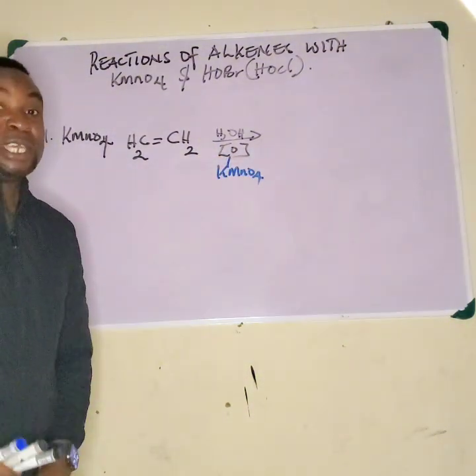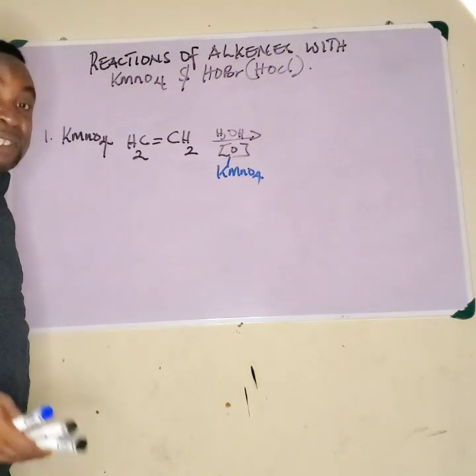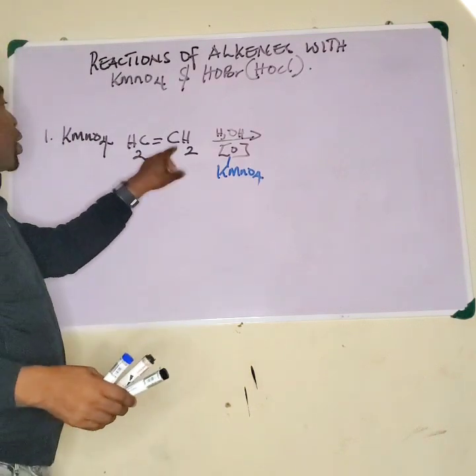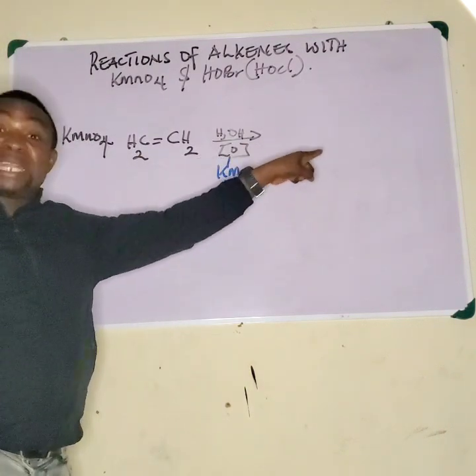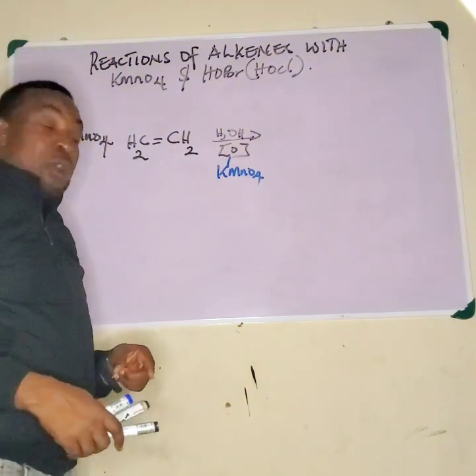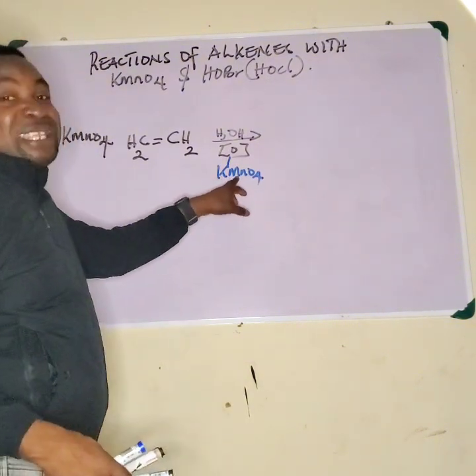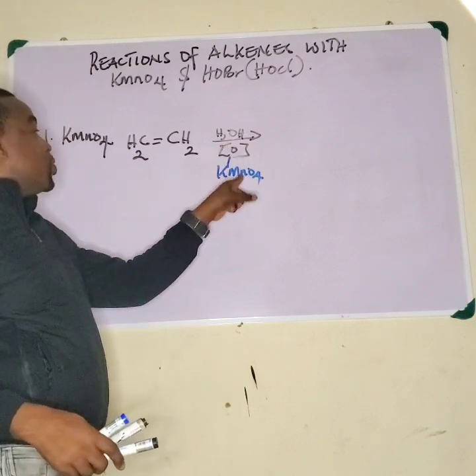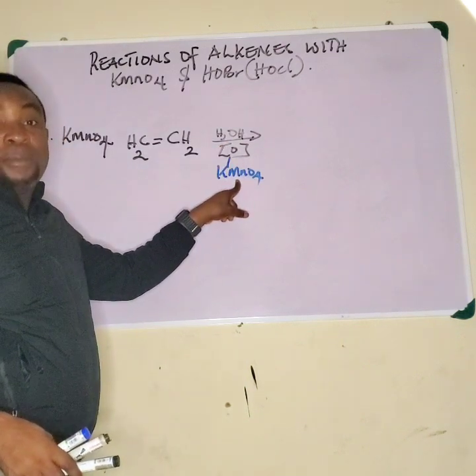Maybe those of us in the university, year 1, year 2, year 3, year 4, and all the rest of them, sometimes they'll bring this equation and ask you to write the product of the reaction. Those of you doing organic chemistry, you find out that they do not write KMnO4, they will only leave it like this. So whenever you see this, you know that they are talking about KMnO4.